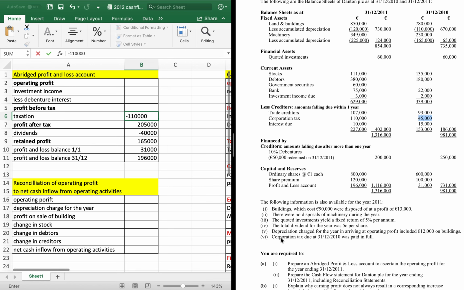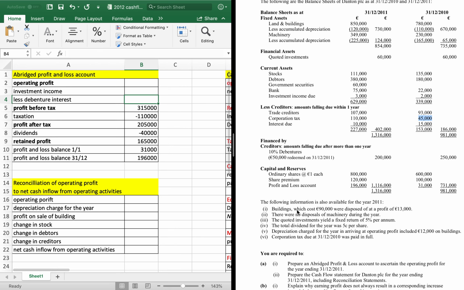Now in some of the questions it'll just tell you what the tax charge for the year is, and it will say it down here. But in this one it gave us that bit of information for us to be able to work it out. So again, what do we do? Some number minus 110 equals 205. So if we just add them together, that brings us to 315,000. Okay, so that leaves us with our debenture interest and our investment income.